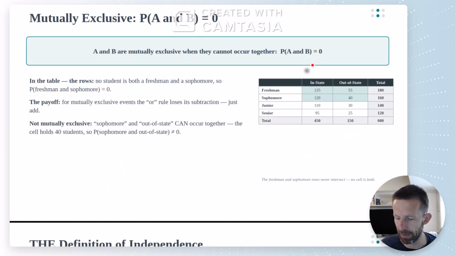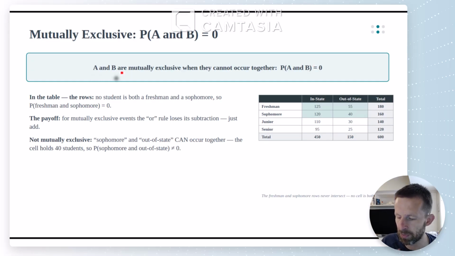Mutually exclusive, A and B. A and B are mutually exclusive if they cannot occur together. So in the table, the rows are mutually exclusive. No student is both a freshman and a sophomore. So the probability of freshman and sophomore is 0.